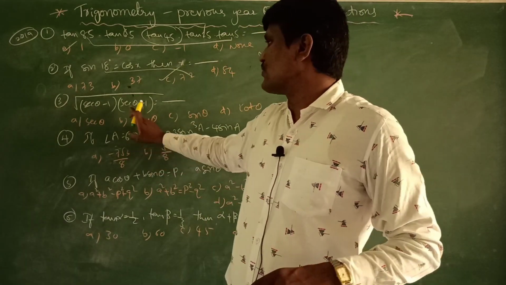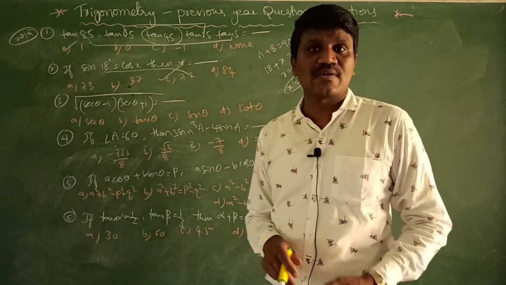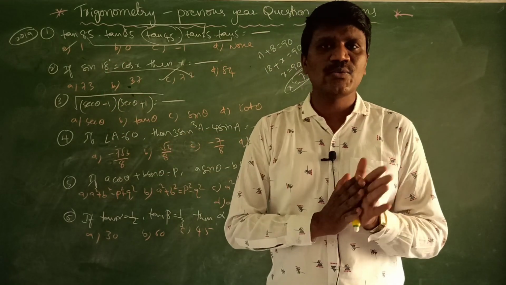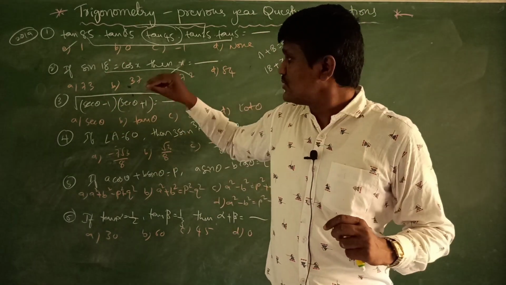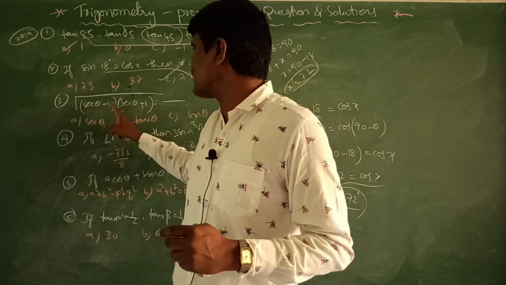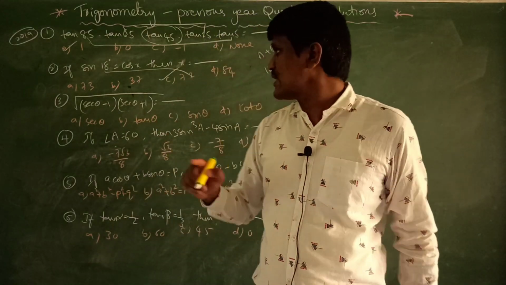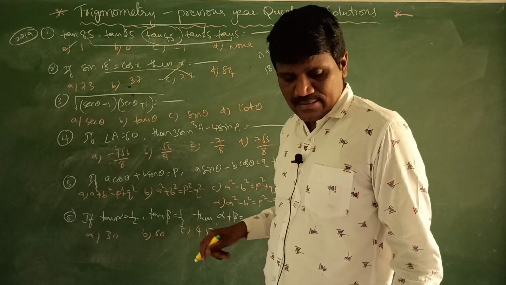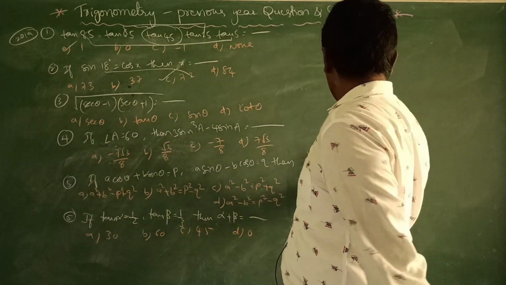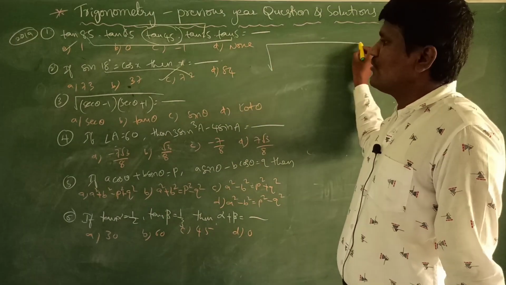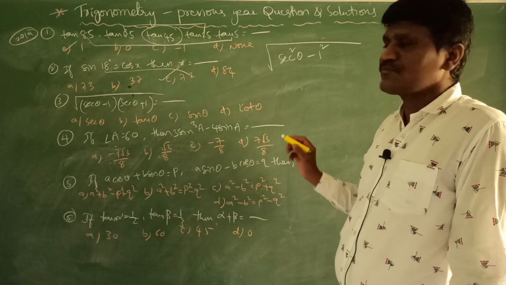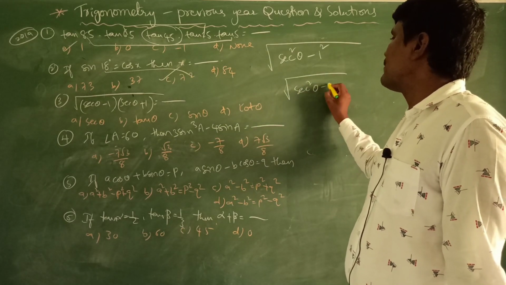Now next, third question. Under root of sec theta minus 1 into sec theta plus 1. If the question is like this, you should think this is based on a minus b into a plus b. What is the formula of a minus b into a plus b? It is a square minus b square. So you can write under root of sec square theta minus 1 square. So this is sec square theta minus 1.